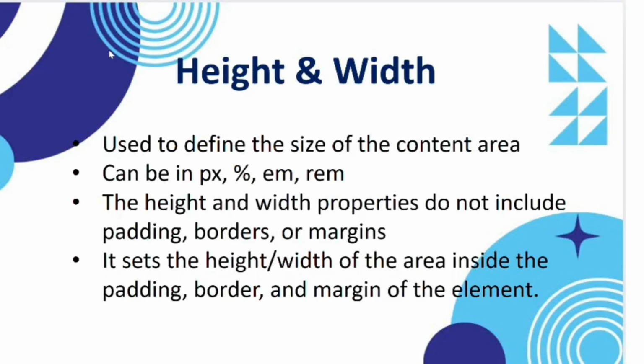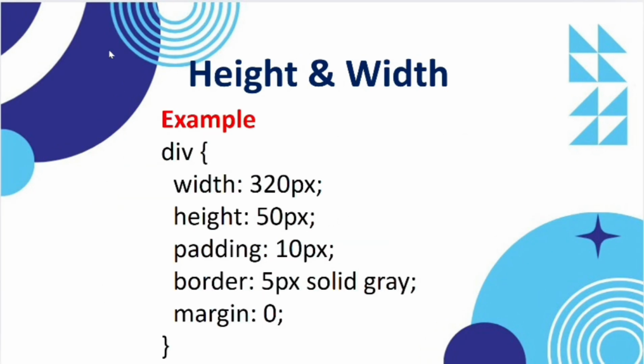Want a full width header? Use width 100%. Need a fixed card layout? Use 320 pixel. Let's look at this example. The total space taken by this element on the page will be more than 320 pixels. It includes padding and borders too. This is why understanding box model is so important.